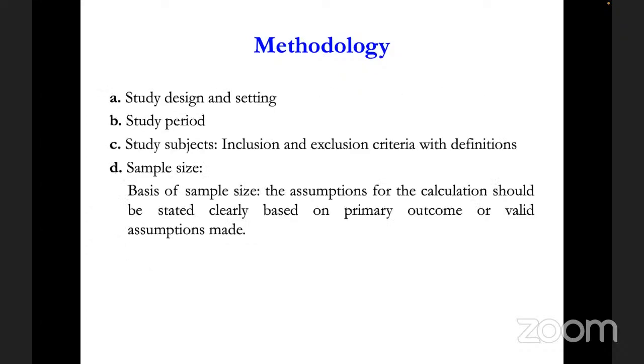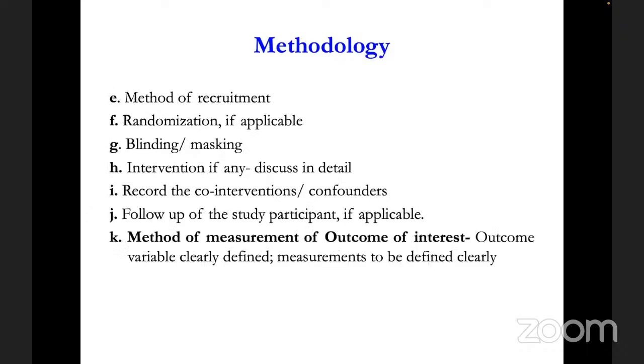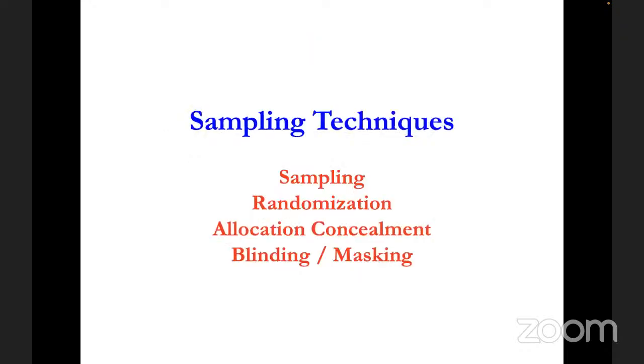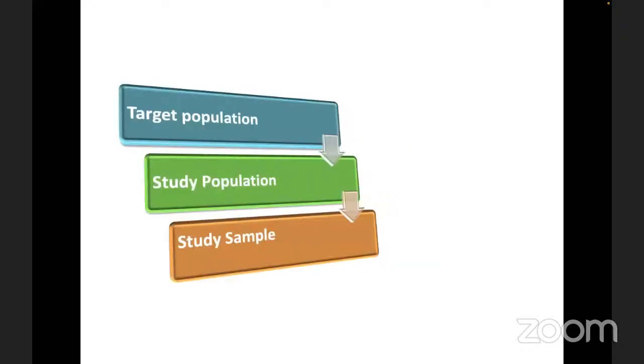When you are reporting your methodology, your study design, study period, study subjects, the sample size, the methods of recruitment, the randomization, blinding, intervention, record of co-interventions, follow-up, and the outcome of interest must be documented verbatim. For example, you should describe that all the patients presenting to the PAC clinic will be screened, and then you select the study sample.